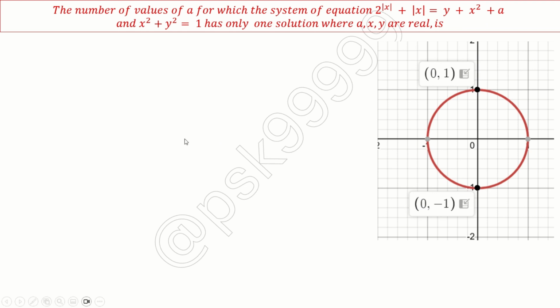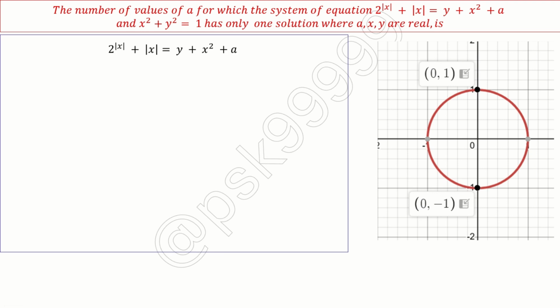Okay, so this is the given equation, y equals 2 to the power of absolute x plus absolute x minus x square minus a, which is our f of x. Now f of minus x, if you check, because we need to know what kind of equation this is. We need to understand what kind of polynomial equation this is.